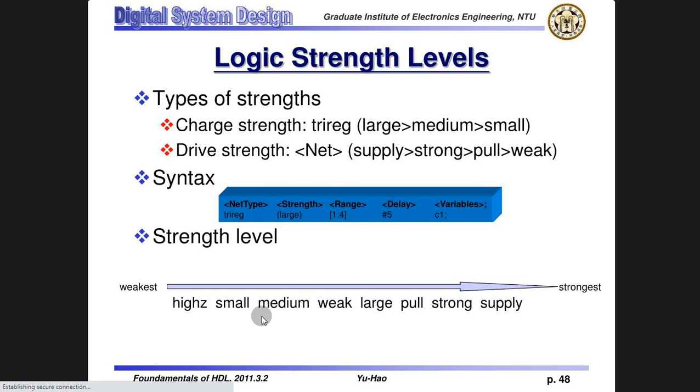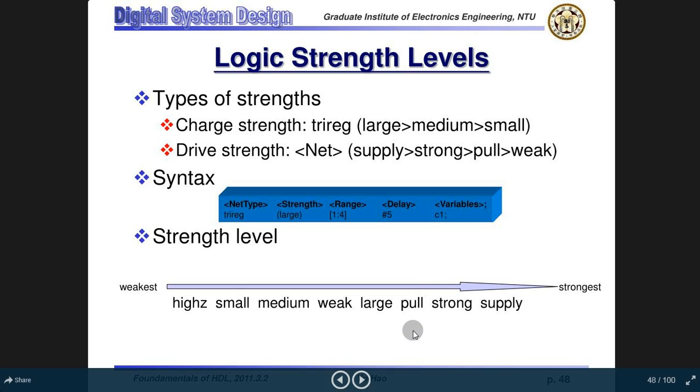Logic strength level. Types of strength: charge strength, tri-resistor, large, medium or small. Drive strength: supply is greater than strong, greater than pull, greater than weak, depending upon that. Syntax will be net type, strength, range, delay, variables. The strength levels are high Z, small, medium, weak, large, pull and strong.